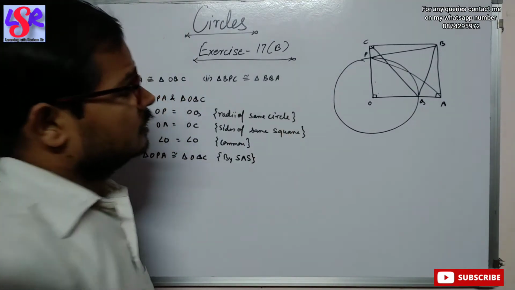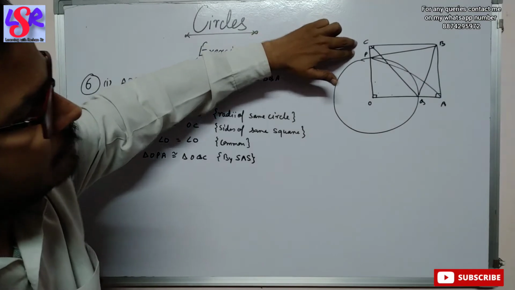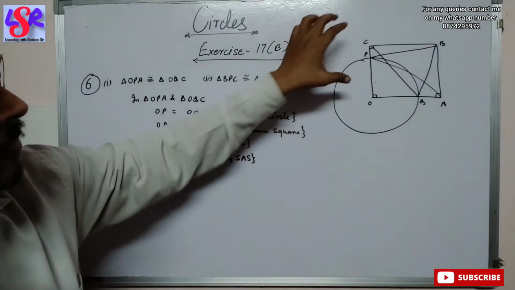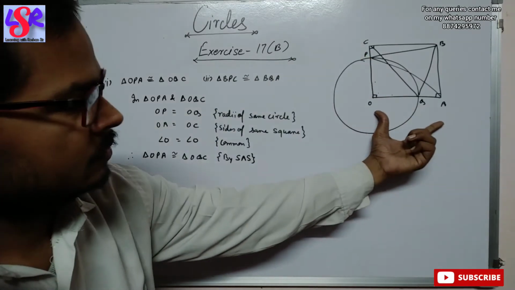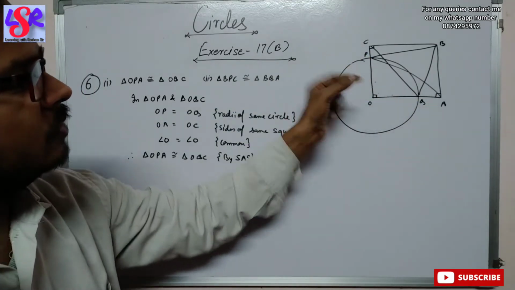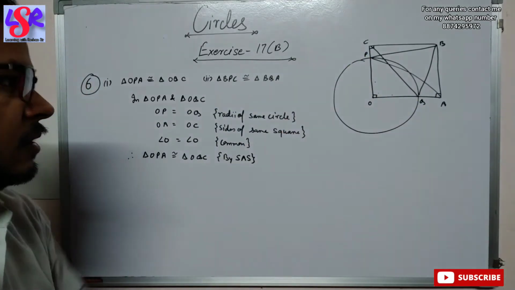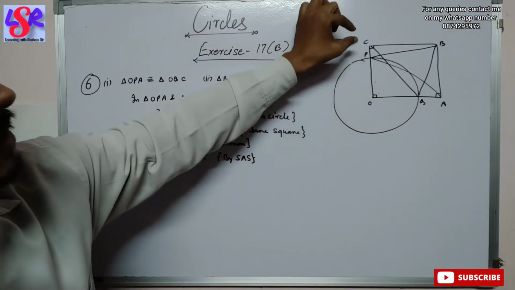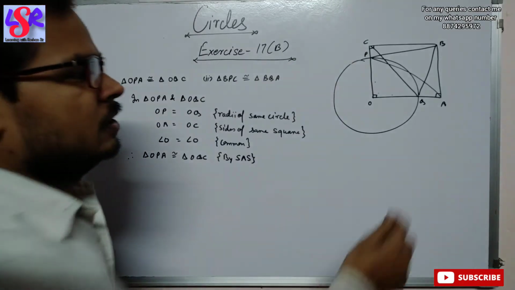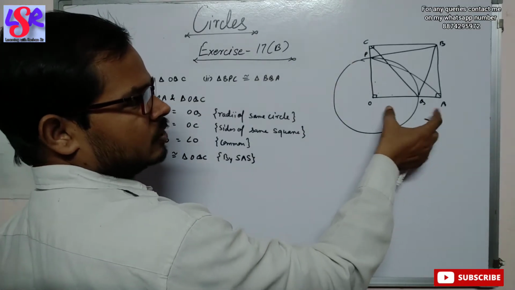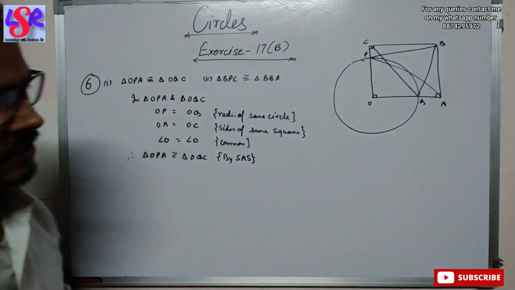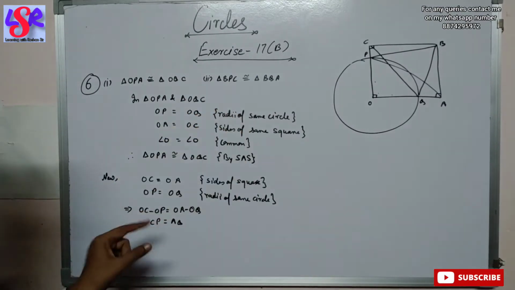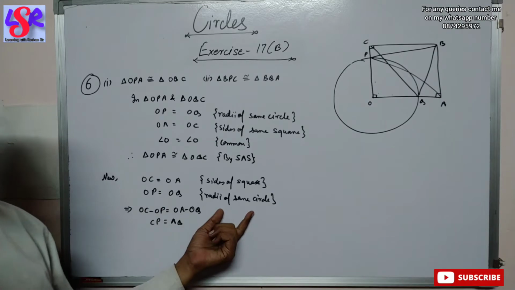side. Now the third side can be proved, CP equals QA, but for that we have to do a little bit of working. That is, OC equals OA as the sides of the square and OP equals OQ as the radius of the same circle. And if we subtract this from the whole, then you will get this one equal to this one, because we can equally subtract this from the whole. And here we get OC equals OA as the sides of the square, then OP equals OQ as the radius of the same circle.